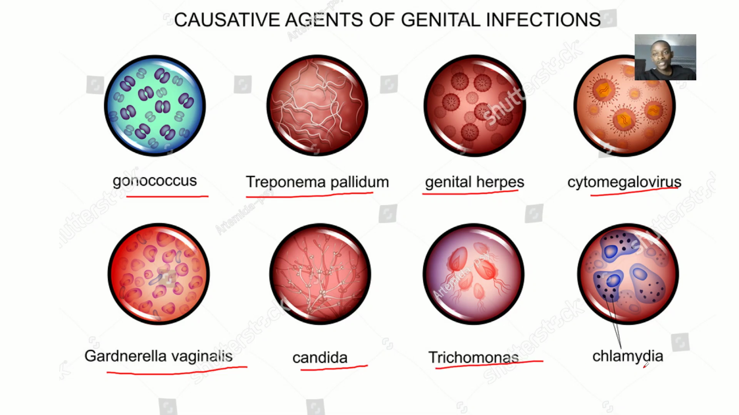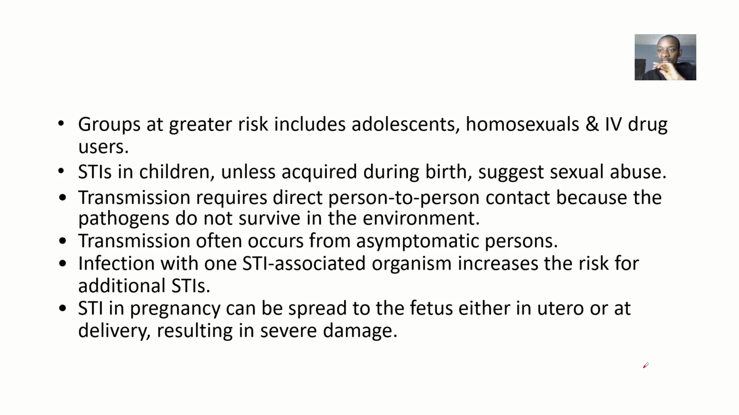But even when we start the lecture, the picture is right here, we'll just come back and look at it. So let's look at the introduction to sexually transmitted diseases before we look at that table. In sexually transmitted diseases, the groups at higher risk include people in the adolescent stage, people who practice homosexuality, then intravenous drug users.